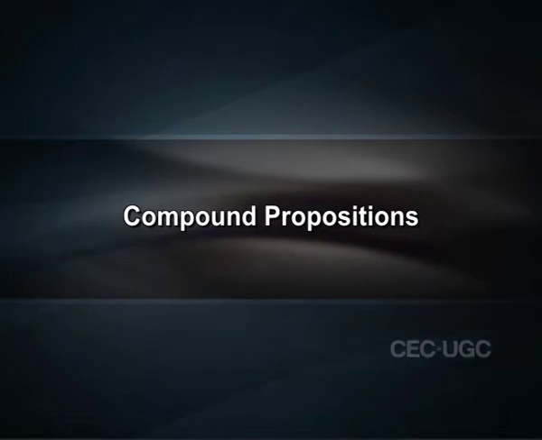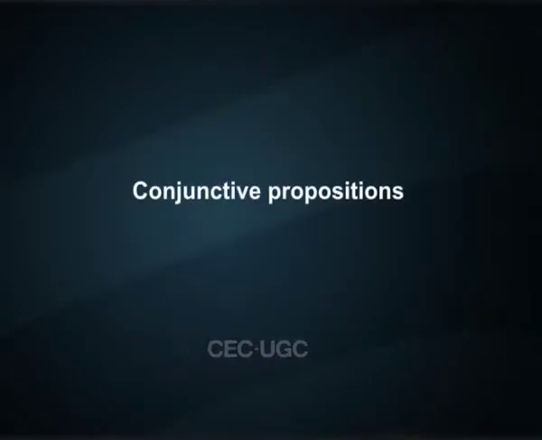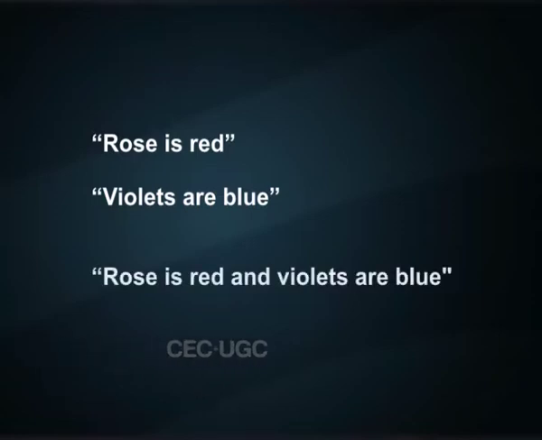Compound propositions. There are two main divisions of compound propositions: conjunctive propositions and composite propositions. The simplest of all logical conjunctions is "and." By means of "and," we combine one proposition with another. Thus, P and Q is a compound proposition constructed out of the two simple propositions P and Q. For example, the two propositions "rose is red" and "violets are blue" can be joined to form the conjunctive proposition "rose is red and violets are blue."